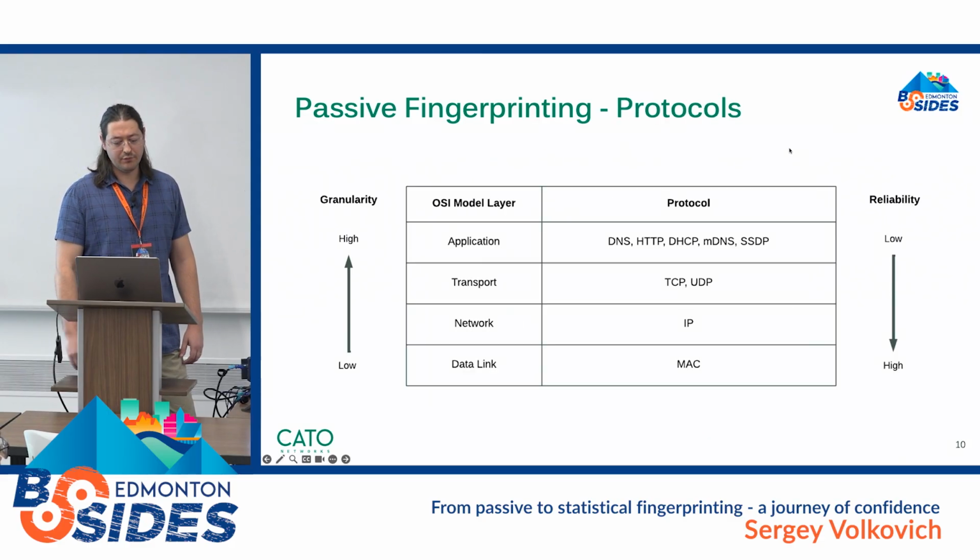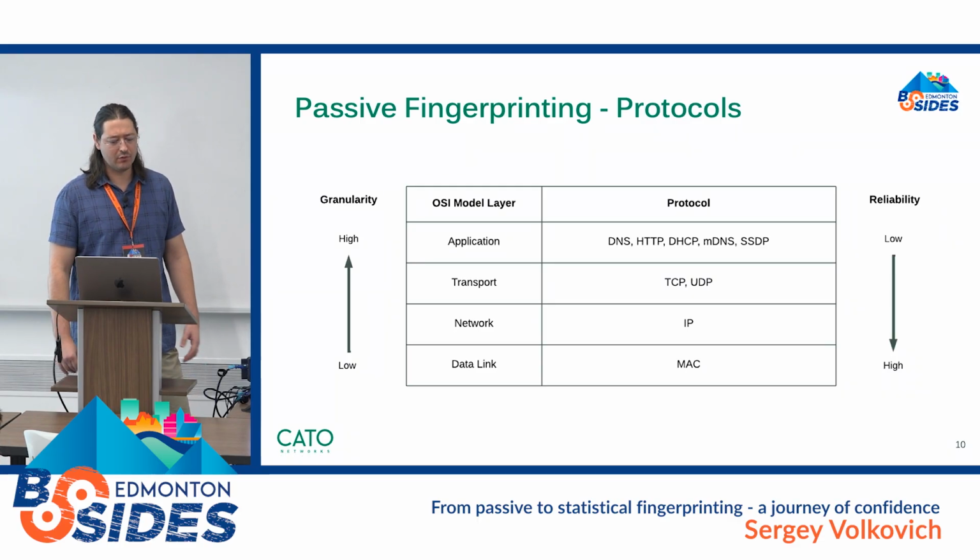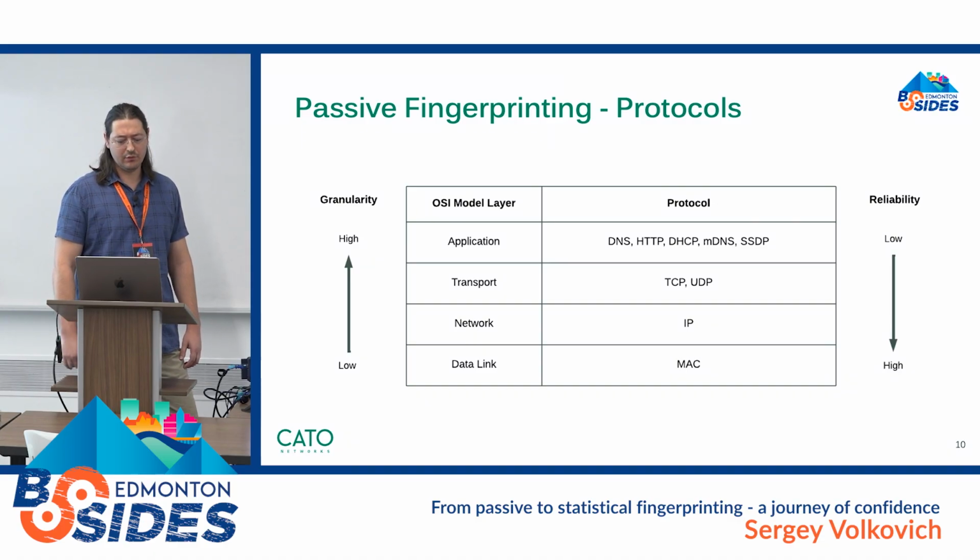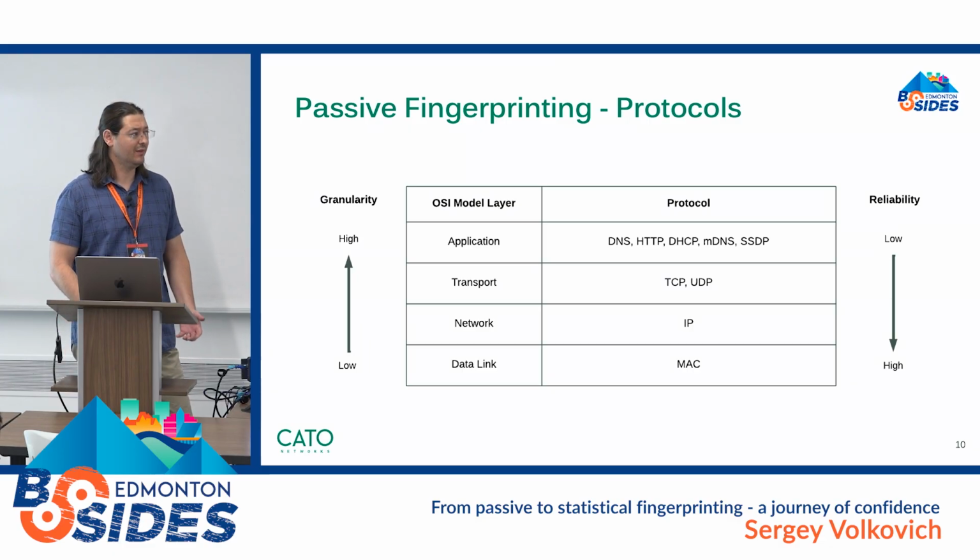When we have successfully deployed such a classifier, we have a plethora of protocols to use for classification. As a general rule of thumb, the higher we go in the OSI model, the more granular our classification can be, but the easier it can be spoofed, and the less reliable it will become. For example, as we saw with the user agent.